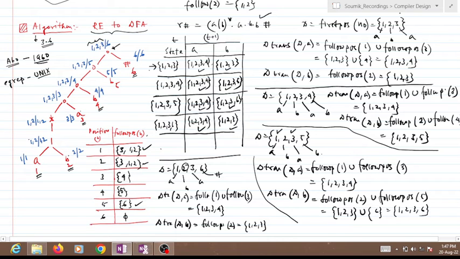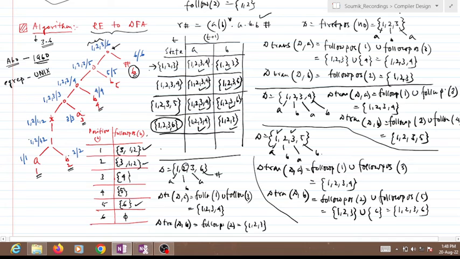Now among the four different states, 1 2 3 is the starting state. Now which one is the last state? Here 6 corresponds to the hash, the last symbol, so all the states which contain 6 will be the final states. Here there is only one state, that is 1 2 3 6. So this will be the last state.